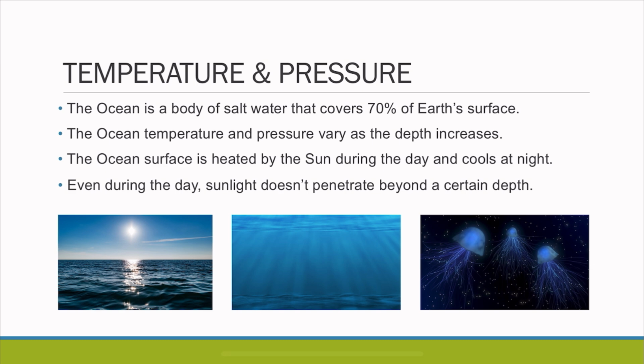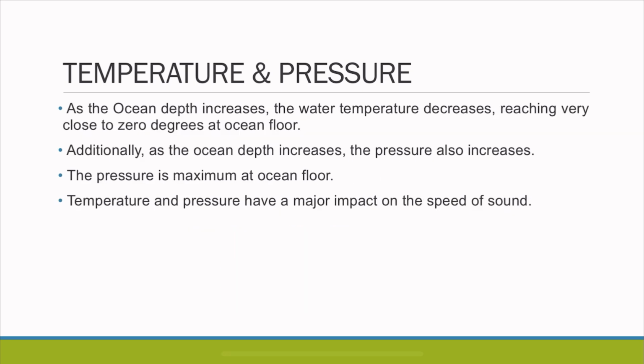On the left, you see the surface of the ocean, and closer to the surface, the sunlight reaches. But then as you go deeper, there's this twilight zone where there is very little sunlight. And if you go to great depths, there is just nothing. It just looks black because there is no light penetrating at that great depth. So as the ocean depth increases, the water temperature decreases, reaching very close to 0 degrees at the ocean floor. However, the water doesn't freeze.